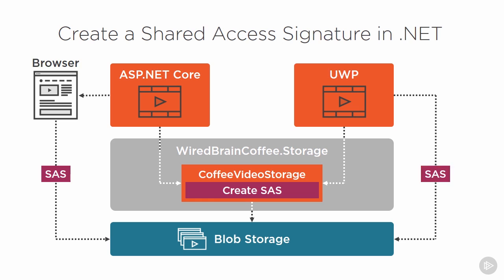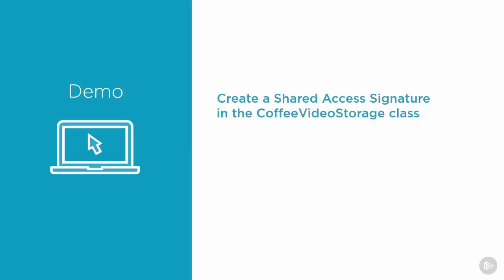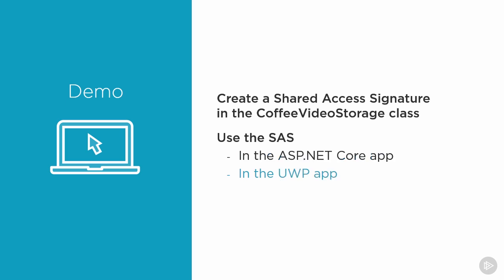You will create a shared access signature for each blob that is only valid for 24 hours. That means it's not possible for anyone else to put these shared access signatures into their static websites, as they will expire after 24 hours. So now let's create a shared access signature in the Coffee Video Storage class, and let's use that shared access signature in the ASP.NET Core web application and also in the UWP application. Let's switch to Visual Studio.